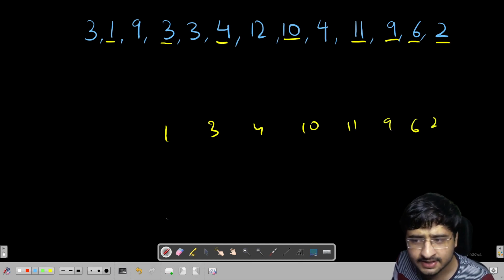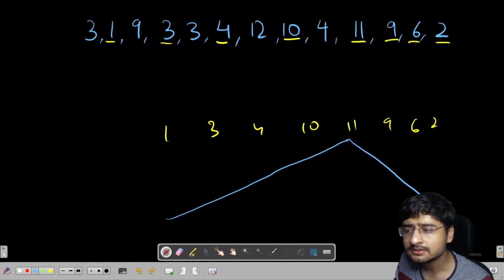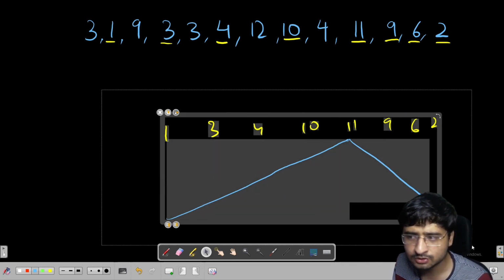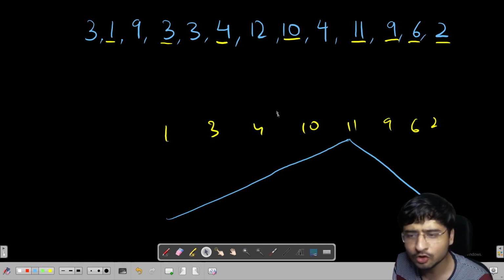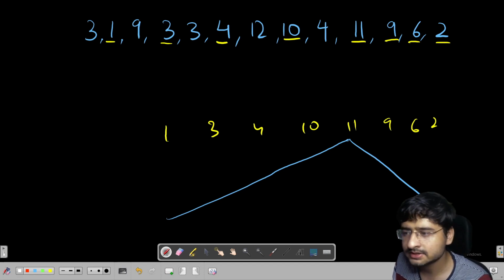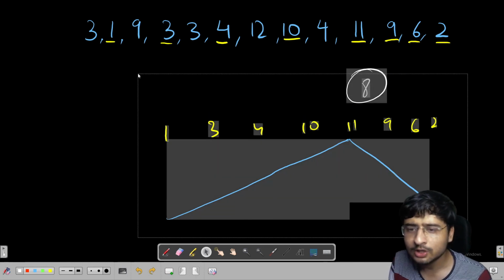It is first increasing and then it is suddenly decreasing, right? It is a bitonic subsequence. So I hope the question is clear to everybody, what we mean by the longest bitonic subsequence. This is of course the longest bitonic subsequence. You have to return the length of the longest bitonic subsequence. The length is 1 2 3 4 5 6 7 8. So 8 is the length of the longest bitonic subsequence in this array, right? So I hope it is clear.